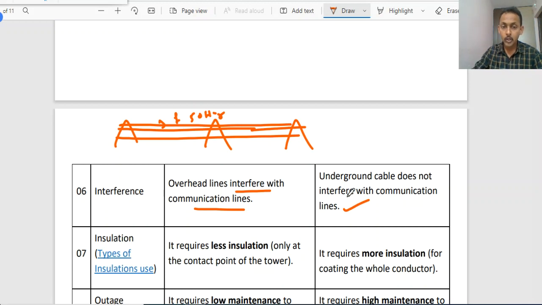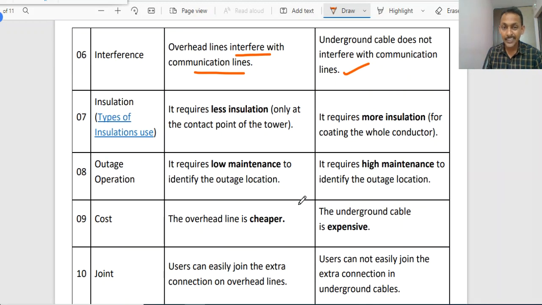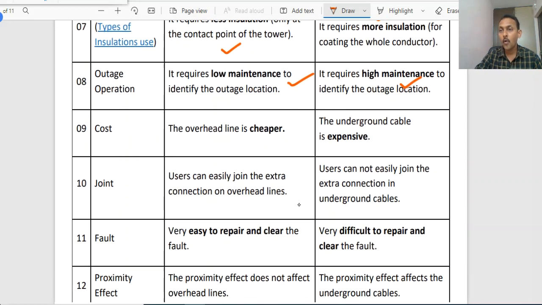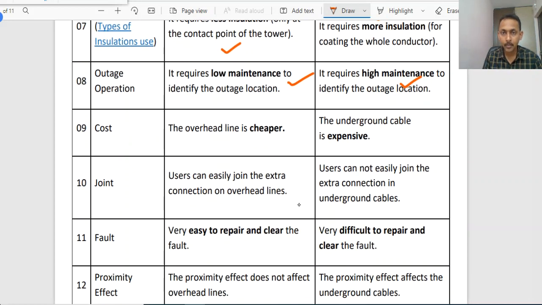right? Now the insulation: very little insulation is required if it is overhead. It requires more insulation in cables. Of course, the whole conductor will be coated with insulating material, right? More insulation is required in cables, and maintenance is very low in overhead, but the maintenance will be high in cables. Overhead lines are cheaper, but underground cables are very expensive.